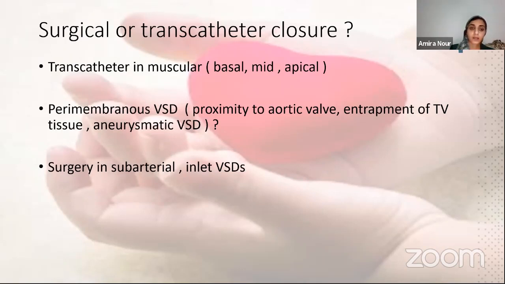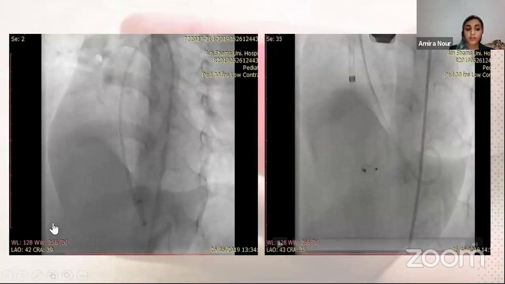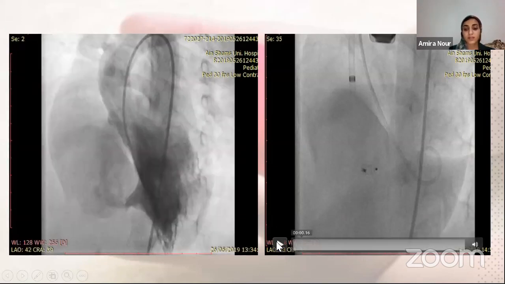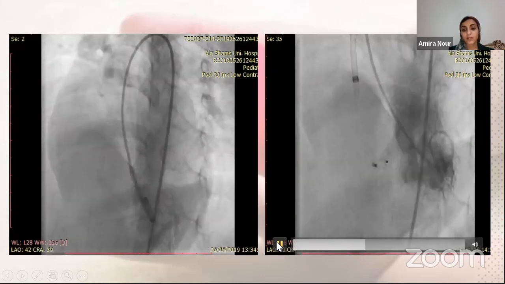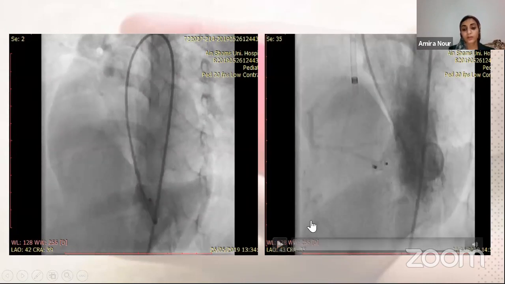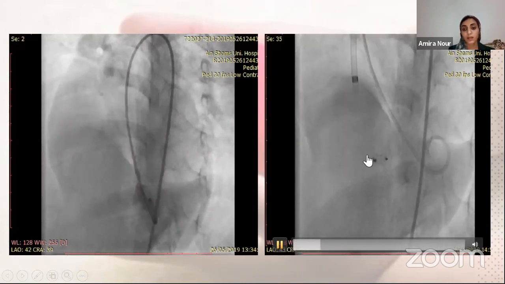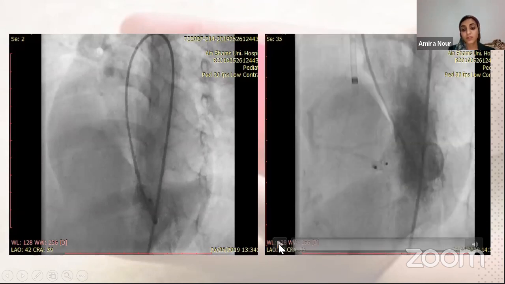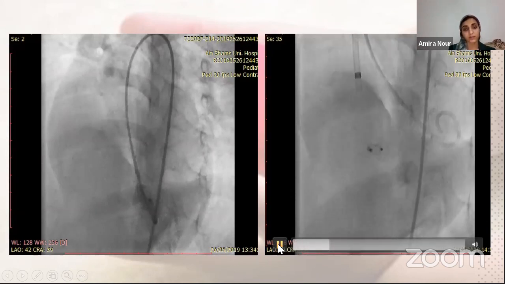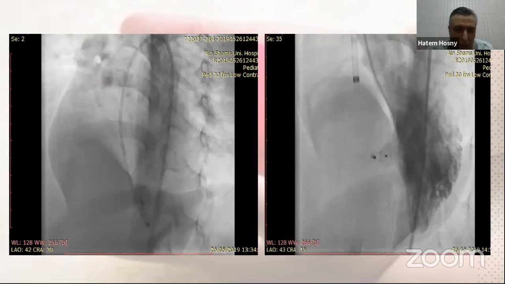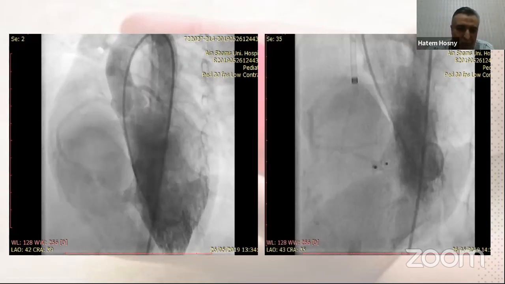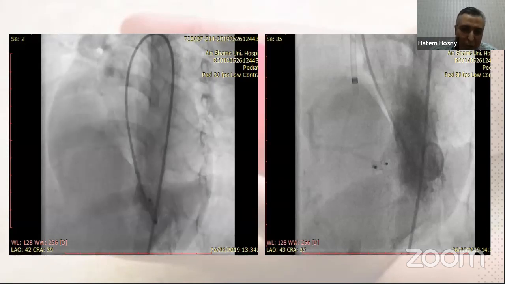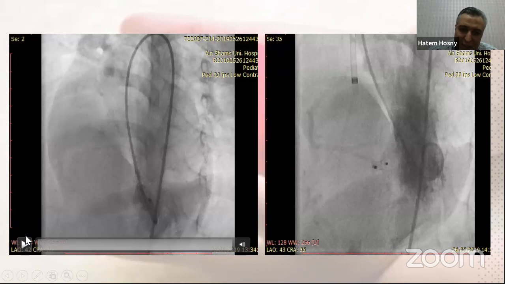Yes. So this patient had a mid-muscular VSD, and we closed the VSD successfully through transcatheter closure, using an AD01 device. Here we can see that it rests quite well in the VSD with no residual flow across it. So can you guide me? If I'm not very familiar with cath images, are we now injecting dye into which ventricle?